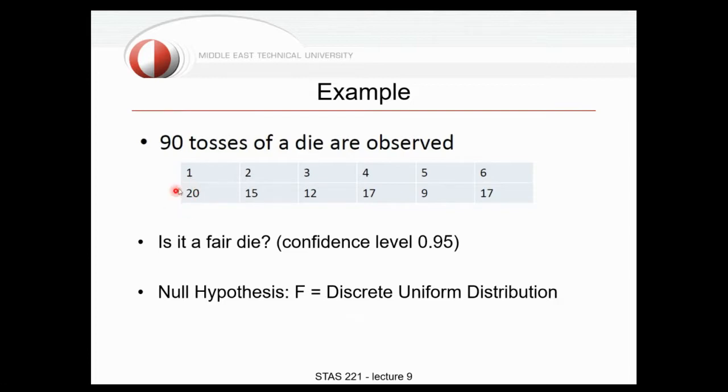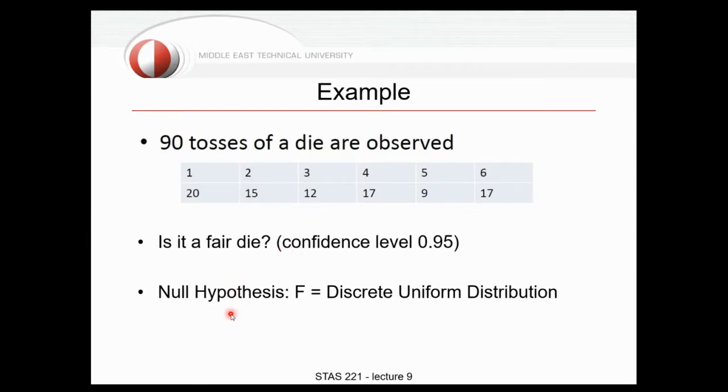But these are numbers, not probabilities. Why is that? Because we toss that die 90 times. So 90 times 1 over 6 is our expected count for 1. For 2, this is again 1 over 6 multiplied by 90. Why is this the same? Because we want to test whether this is a discrete uniform distribution or not.